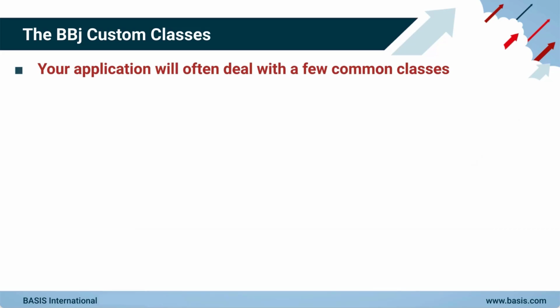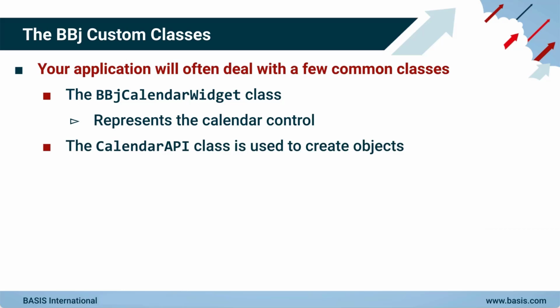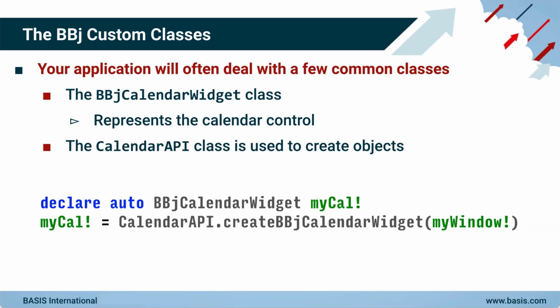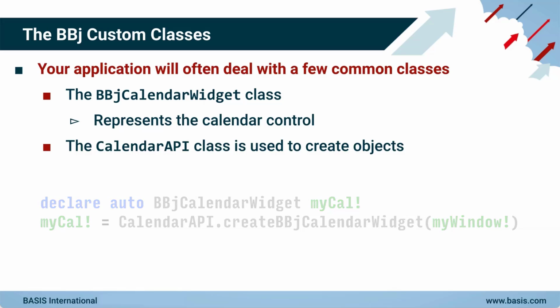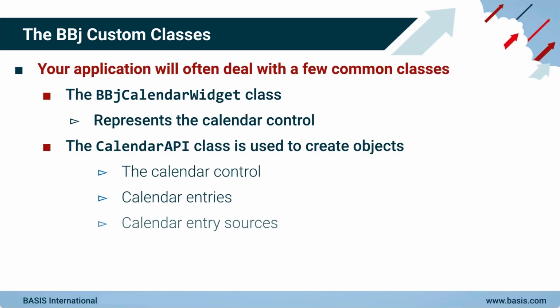The BBJ Custom Classes. Your application code will typically deal with just a couple of custom classes: the BBjCalendar widget class itself that represents the calendar control, and the Calendar API class. For example, the first basic calendar demo shown earlier declares the myCalBang variable as a BBjCalendar widget object and then instantiates the object via the Calendar API class. The Calendar API class is often used to create objects, such as the actual calendar object in this example. It's also used to create entries, entry sources, options, and even custom toolbars.